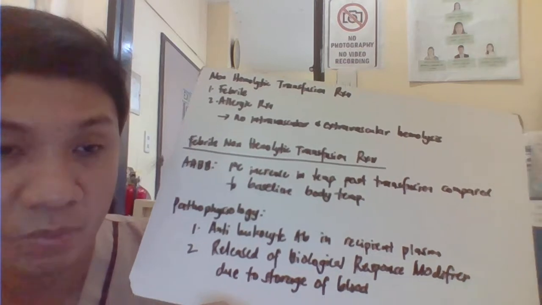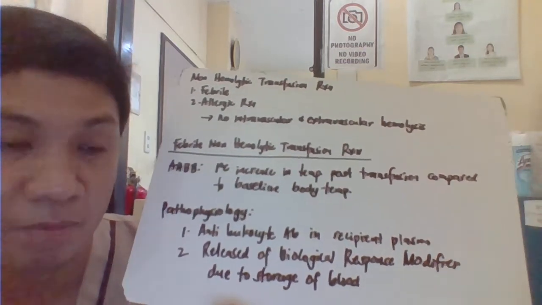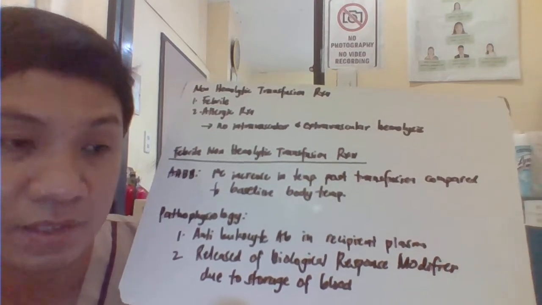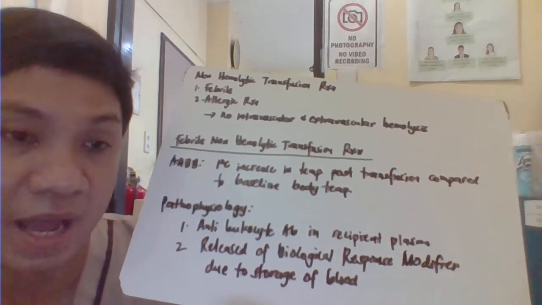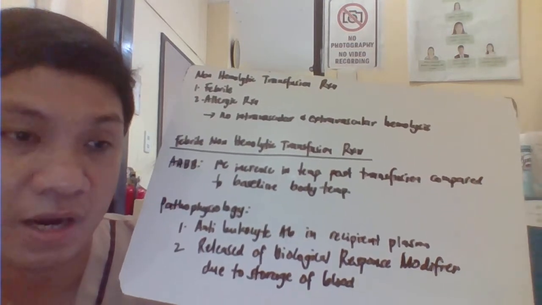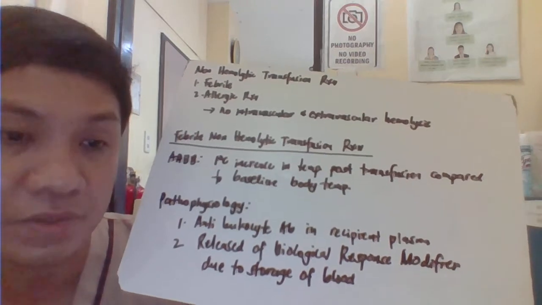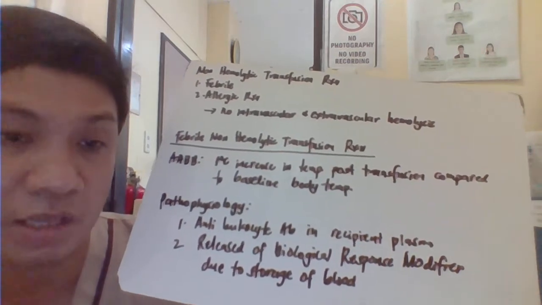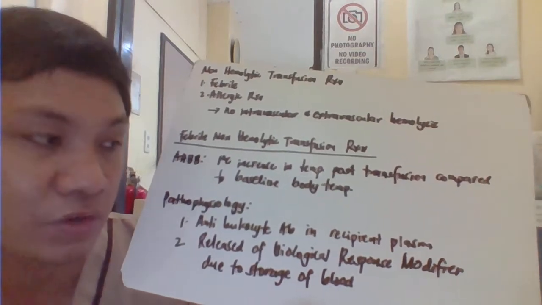The second reason why you develop fever is the storage of the blood in a blood bank bag, which allows the leukocytes to release biological response modifiers. As we have discussed, biological response modifiers are your cytokines and even your complements. Again, those are released by the leukocytes only when the blood is being stored in the blood bank bag. That's also a reason for your febrile non-hemolytic transfusion reaction.